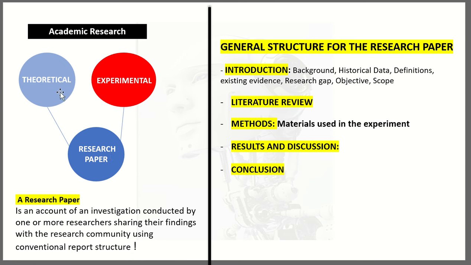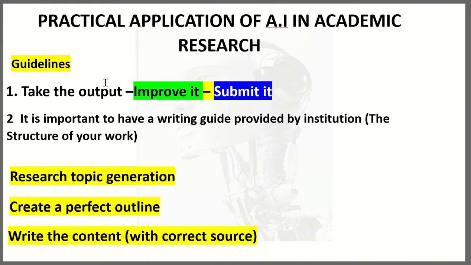Okay, so you are going to actually carry out the experimental research yourself, or the theoretical research, but because of the power of AI, you want your work to be fast. So we're going to be using these tools to write our research paper. Okay, so this is the general structure for a research paper: introduction, literature review, method, result and discussion, and conclusion. Now we're going to go into the practical application of AI in academic research.